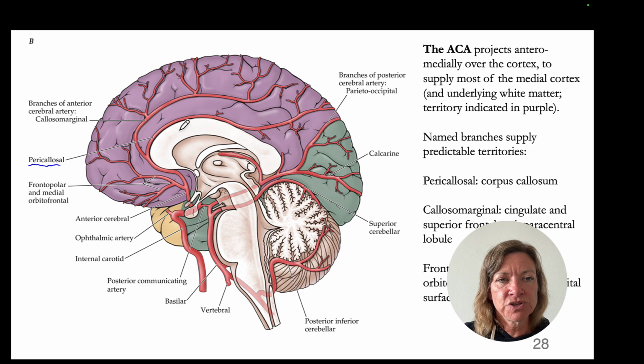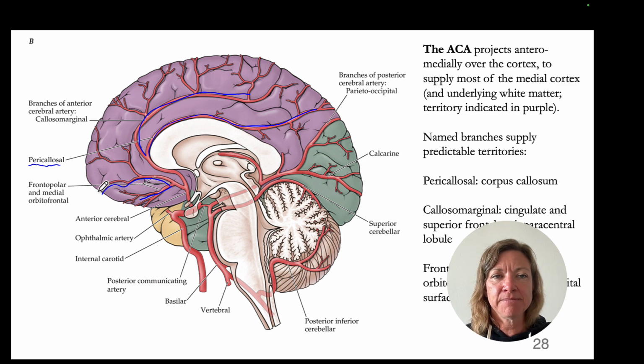The pericallosal branch, as you might guess, travels adjacent to the corpus callosum. The callosal marginal branch travels slightly superiorly to it, supplying things like the paracentral lobule of interest. The frontal polar and medial orbital frontal branches supply regions of the frontal lobe, and so on. So these are some names that give us some functional clues as to what the cortical territory of these arteries is.